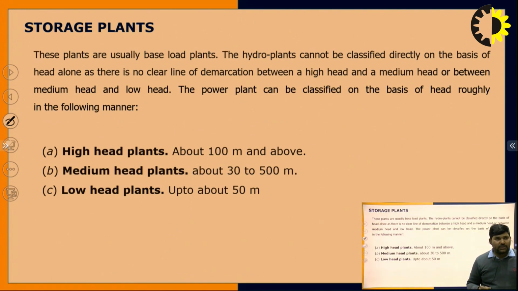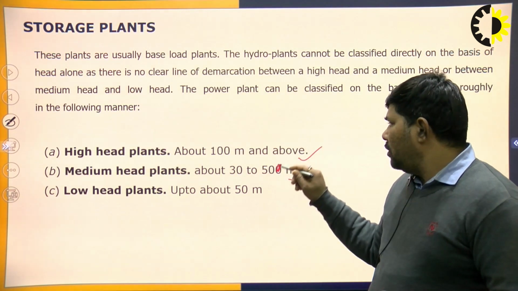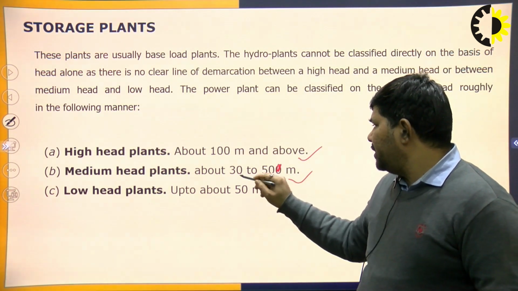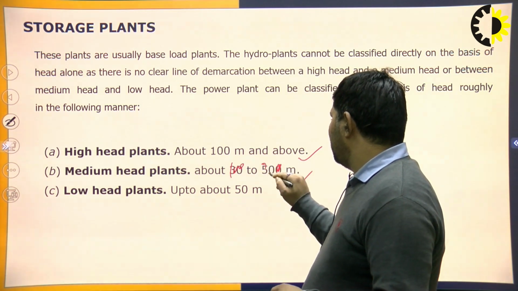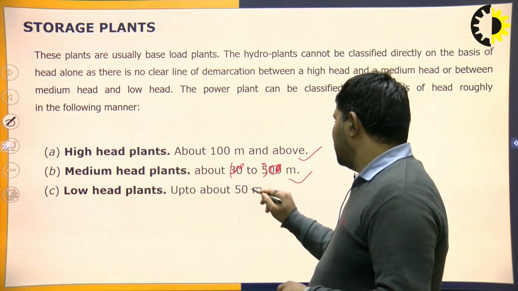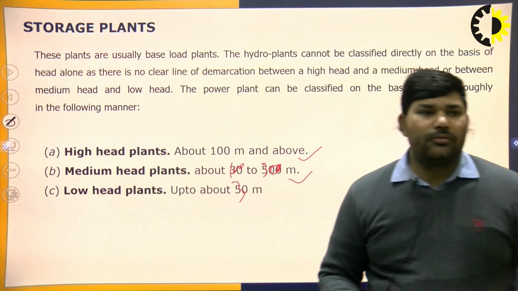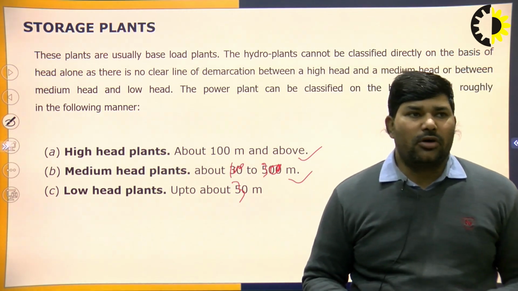Basically, on the basis of head, the high head power plant is 100 meters or above. The medium head is from about 30 to 100 meters, and the low head is below 30 meters. That is the low head power plant.